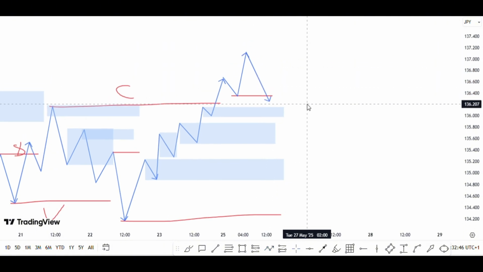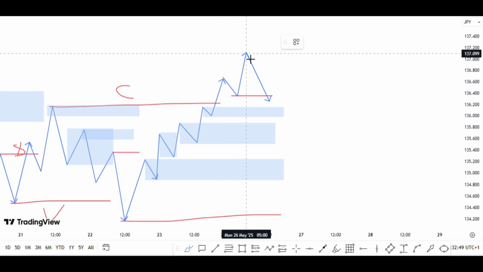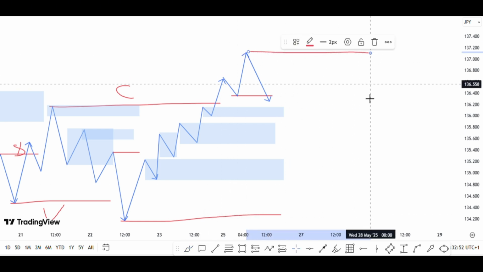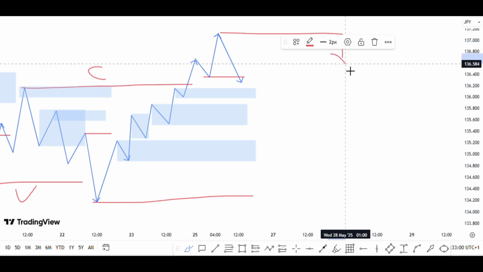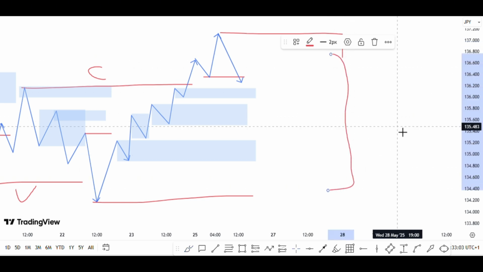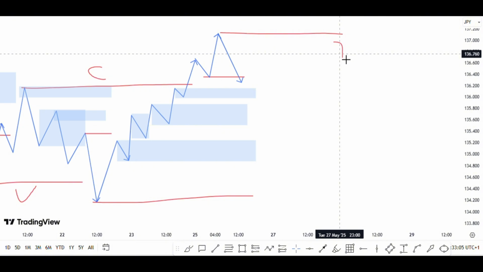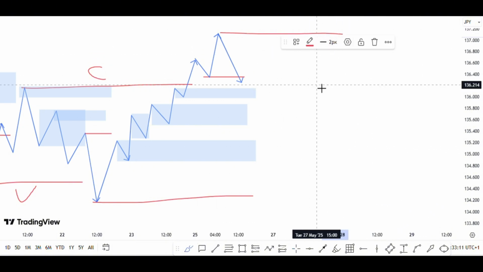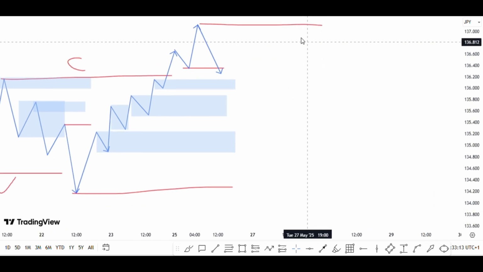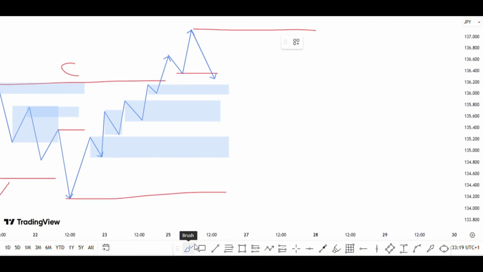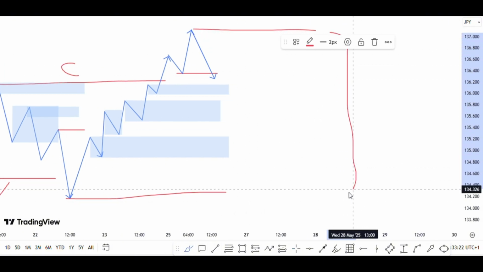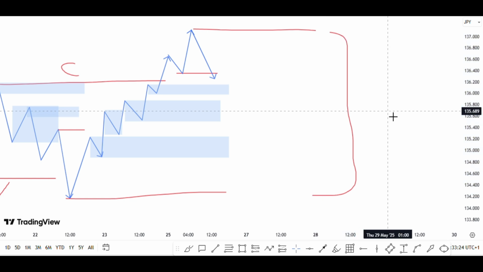So once market takes out our inducement, it means that we have our trading range complete. So it means that we can trade from this level. We can look for entry from this level to this level. So from this, sorry, let me redraw it. From this level, from this high to this high. So this is our trading range.